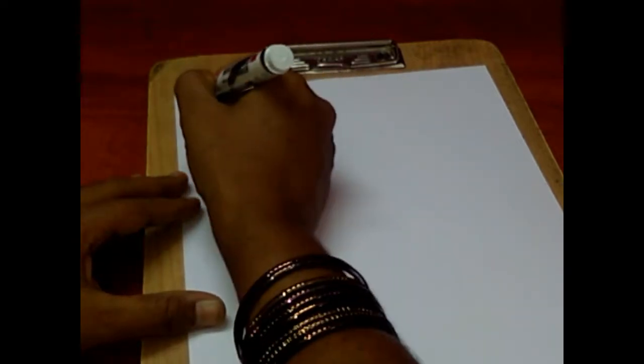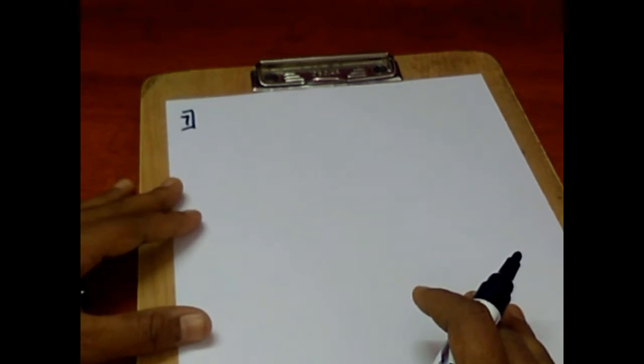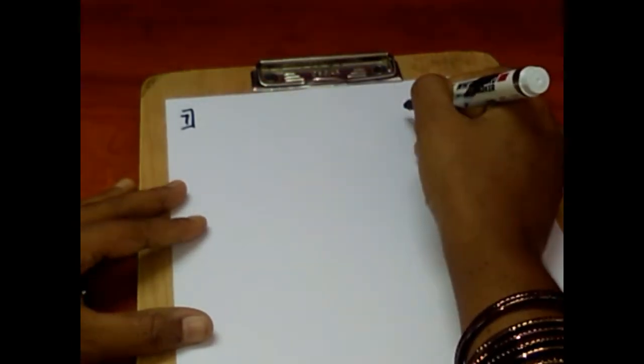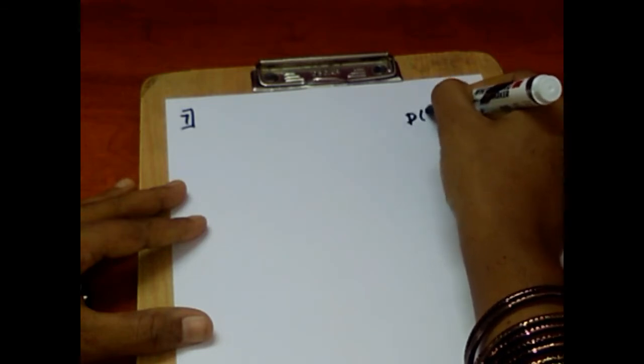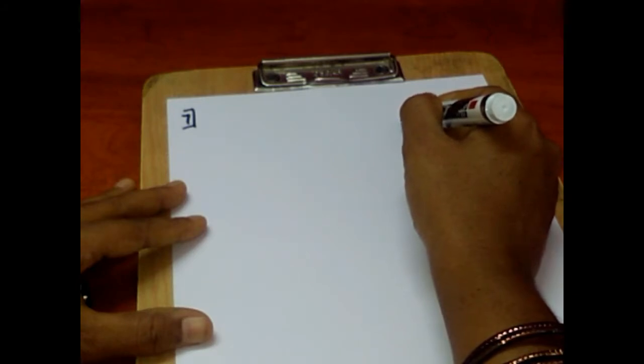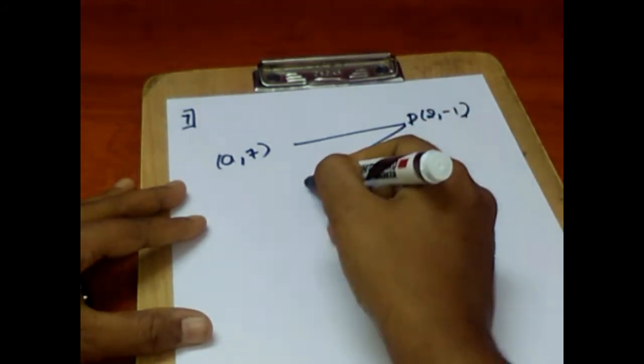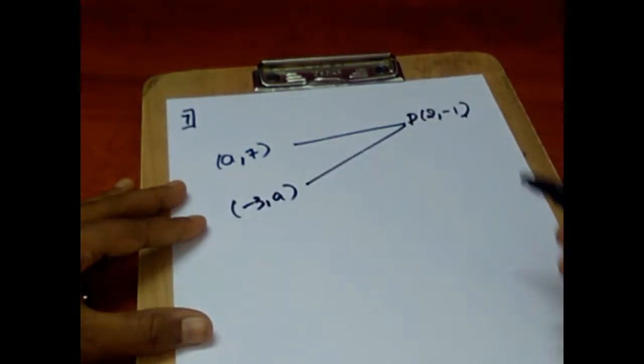Question number 7. A point P (2 comma minus 1) is equidistant from points (a comma 7) and (minus 3 comma a). Find a. This is again one more new type of problem, but the formula and the method remain the same. How nice the question is. A point P (2 comma minus 1) is equidistant from the points (a comma 7) and (minus 3 comma a).